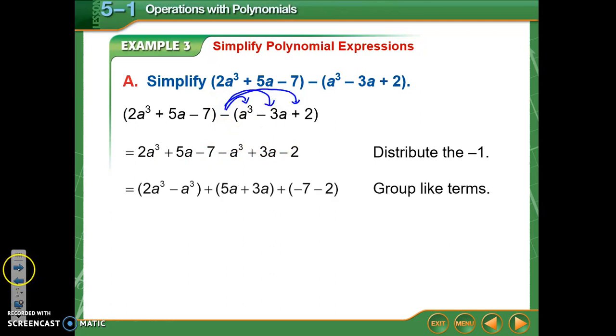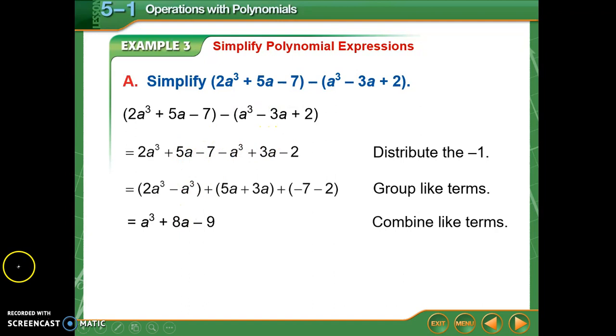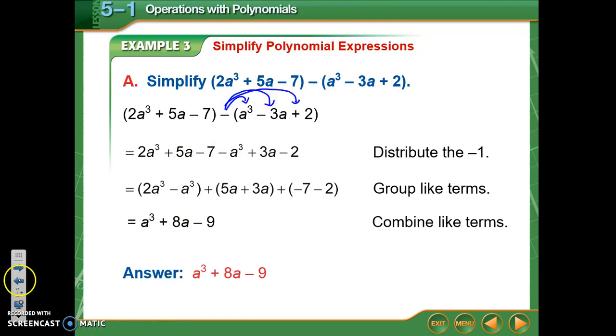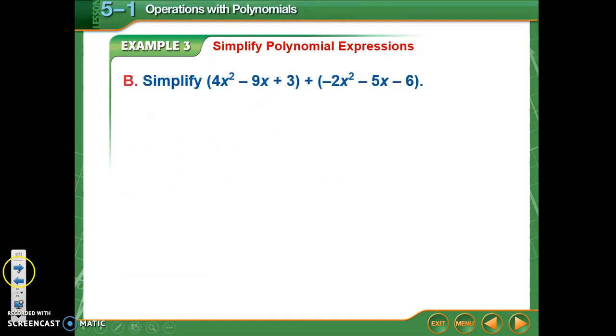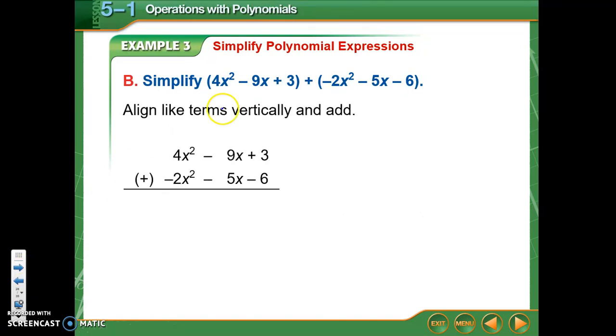So 2a cubed minus a cubed is 1a cubed. 5a plus 3a is 8a. And negative 7 minus 2 is negative 9. So that would be my final answer. Okay, when you're adding, it's the same idea. They're showing you here that sometimes if you want to do polynomials, you can also add them vertically so that you can line up your like terms. It doesn't matter to me if you do it vertically or horizontally as long as you do it carefully.